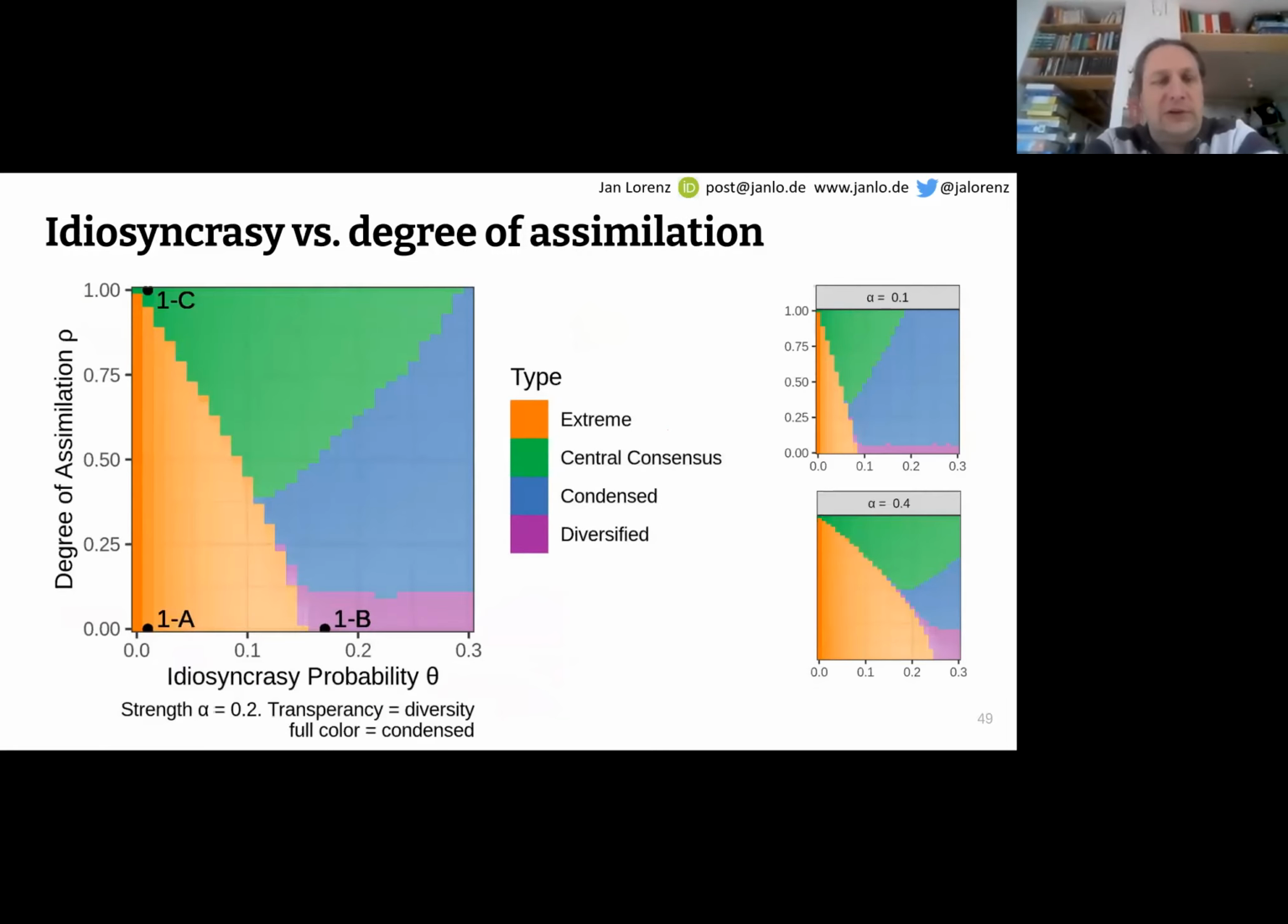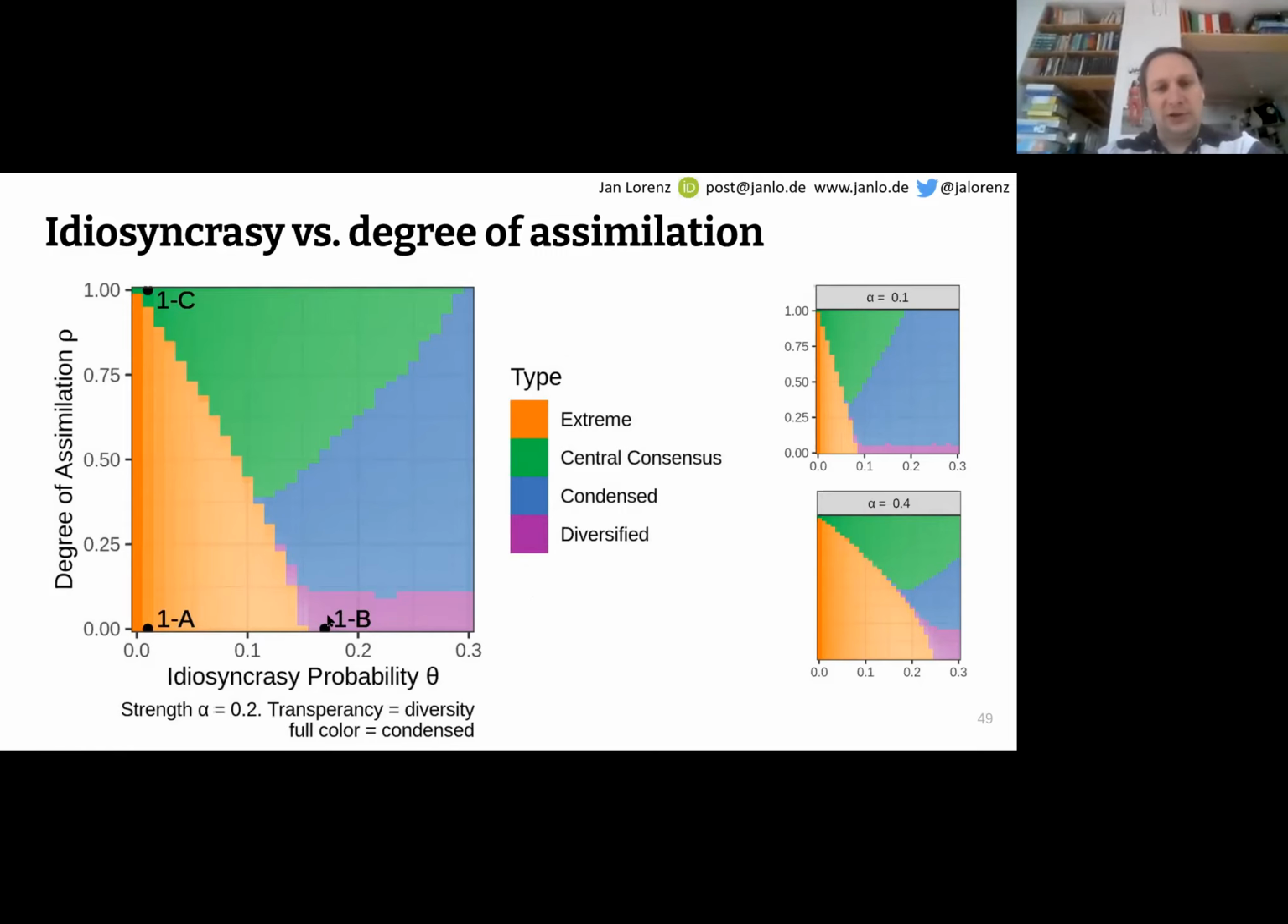We can study this with the kind of phase diagram which we have now in the paper, where you have the idiosyncrasy probability here and the degree of assimilation here. So this is the contagious force. This is the pure contagion model, this row, and you see there is a transition: here we have the diversified phase, where there is no extreme consensus, and here we are in the extreme consensus phase. I think it's not fully sharp, but it's a fairly sharp border.